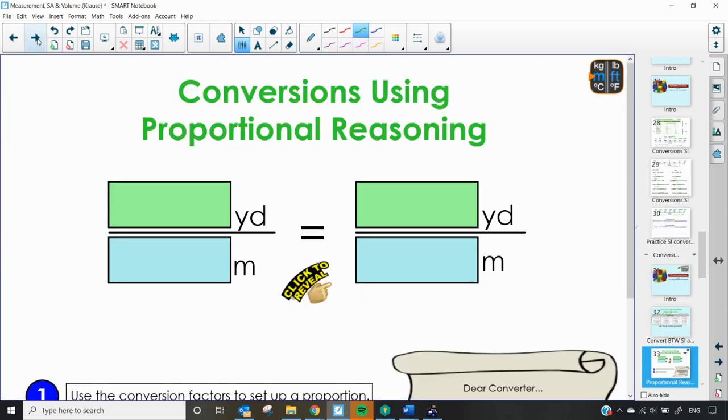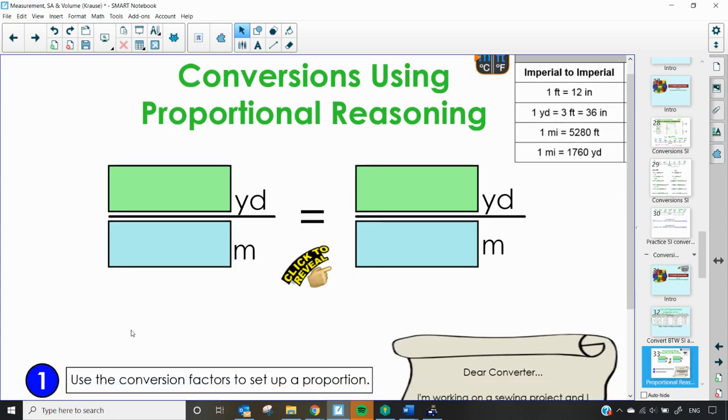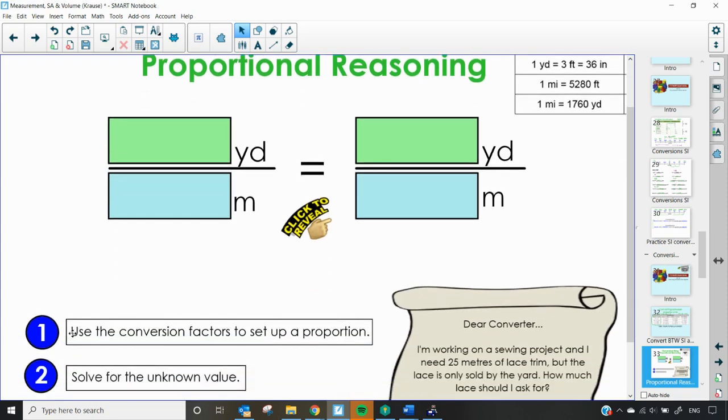All right, now when it comes to converting units, what's important for us to know is that there's more than one way to do a conversion. One method that you're probably most familiar with goes back to junior high, and that's using proportional reasoning. We still need our conversion chart, but we're basically just setting up proportions. The first thing we have to do is use our conversion factors to set up a proportion, and then we solve for our unknown by cross-multiplying and dividing.